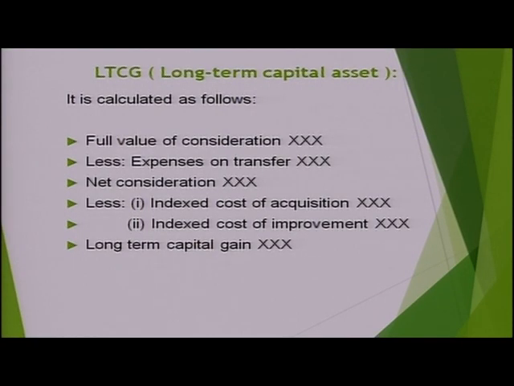Like say you have taken any asset in the year 1985, then you have to take the indexed amount of that asset, and calculate it if you sell it in the year 2021. Then you have to take the indexation value, calculate the net value after indexation, and after that deduct this from the full value of the consideration. Then you will arrive at the figure of long-term capital gains.